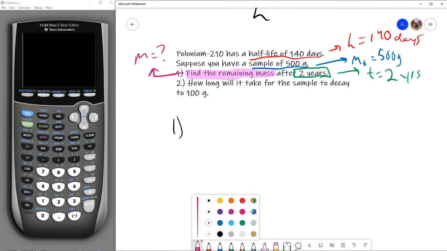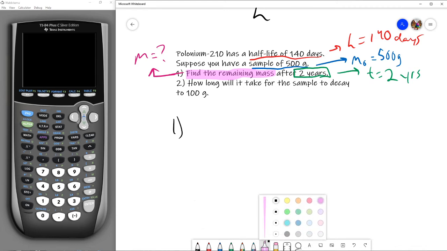So what we need to pay attention to first is that we have units in years and units in days. It doesn't matter which unit you use, but you have to be consistent. You cannot use both days and years. You have to use one or the other, or your math will come out funky, and we don't like funky math. So that's the first thing. I think I will just work in days. That way I don't have to convert half-life to years.